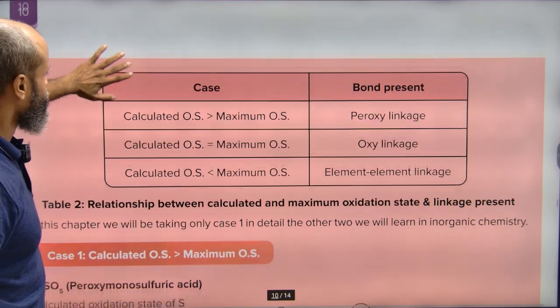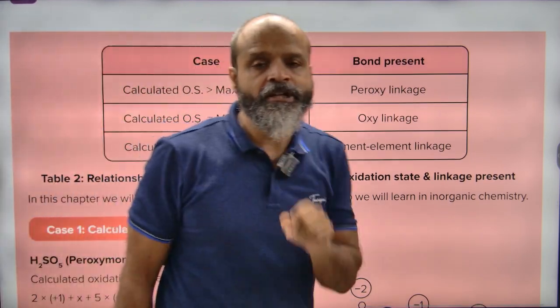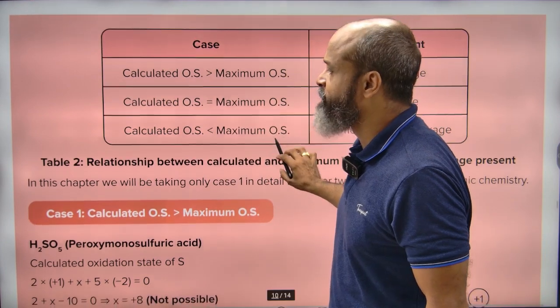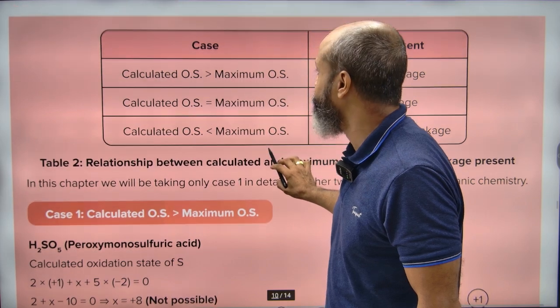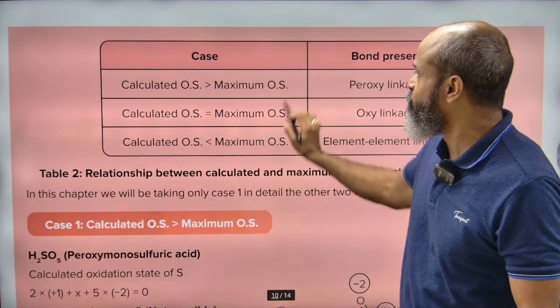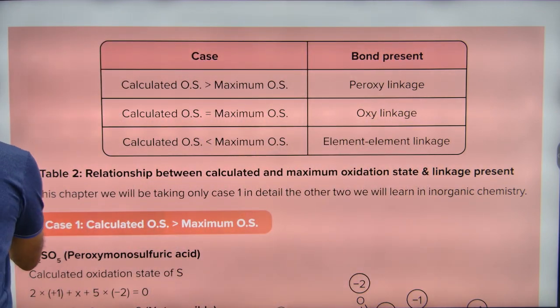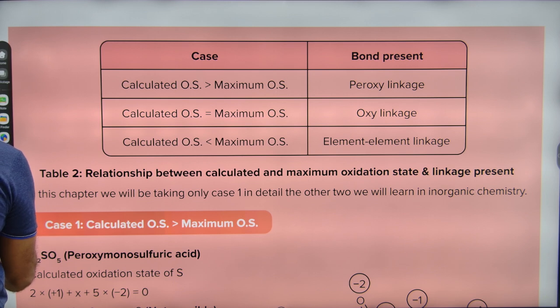So let's say in case 1, when the calculated oxidation state is more than the maximum oxidation state that can be supported by the element, here there will be peroxide linkages. Very important, please have it noted down.